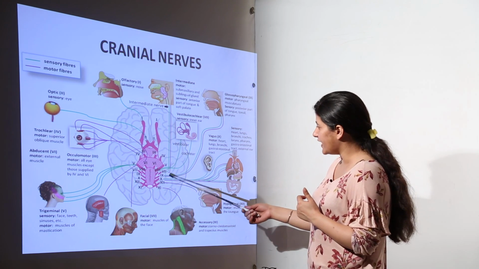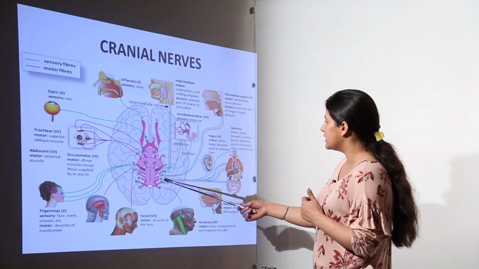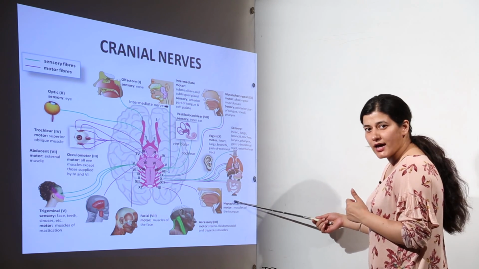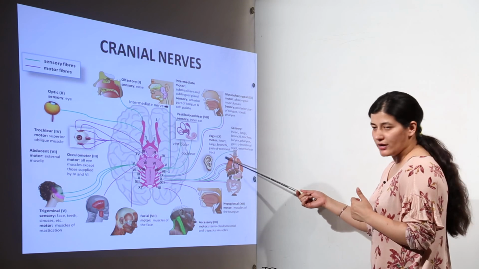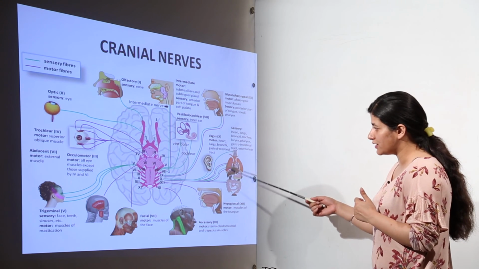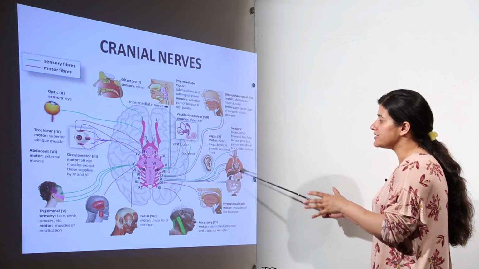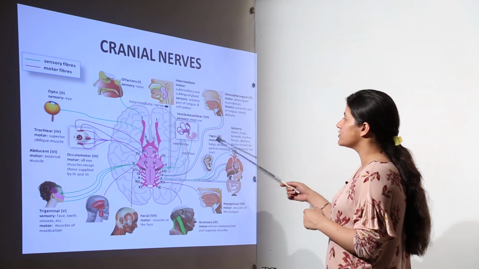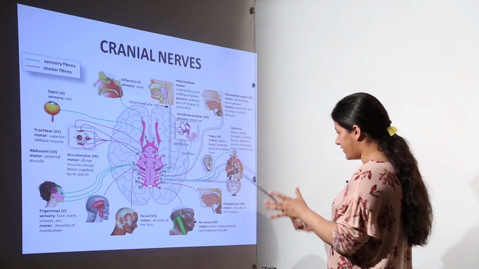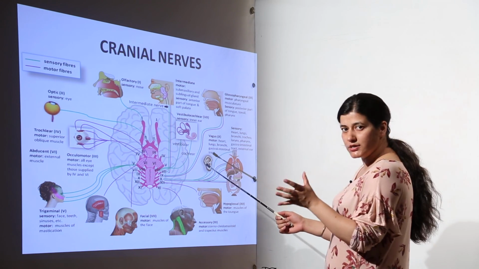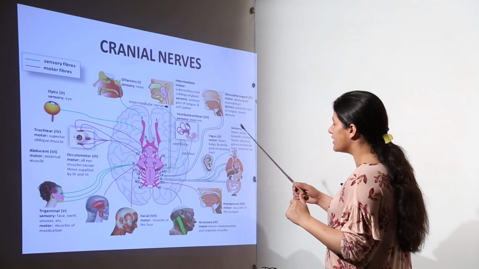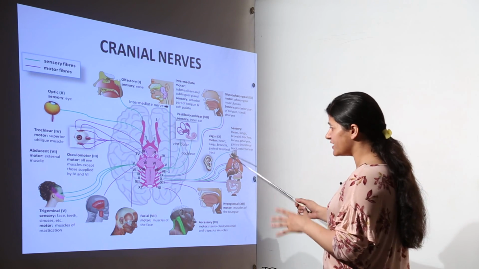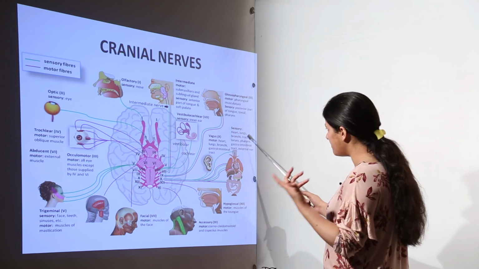Now coming to the 10th one, the vagus. Vagus has a lot to do with our visceral organs, whether it be our lungs or our alimentary canal. It is basically dealing with the alimentary canal, gut part, that is heart, lungs, bronchi, gut and the rest of the parts. So the internal organs are taken care of by vagus. It is a motor nerve, and it is a sensory nerve as well. That means it has mixed function.